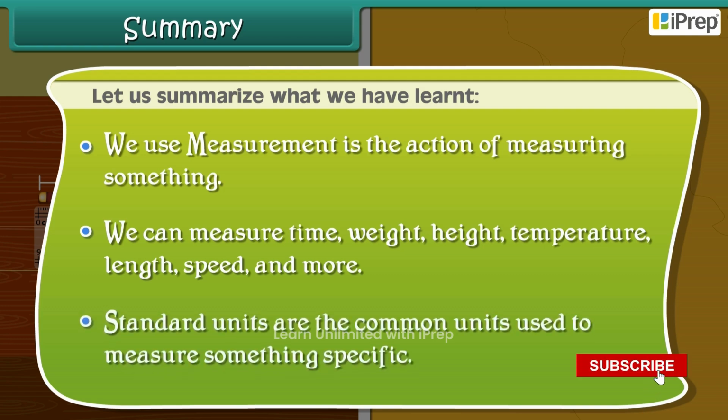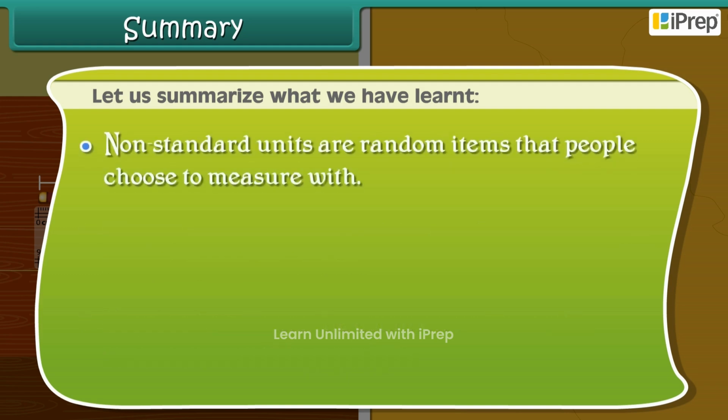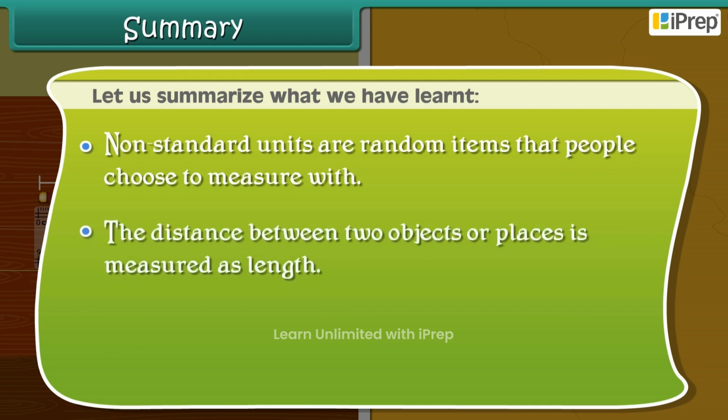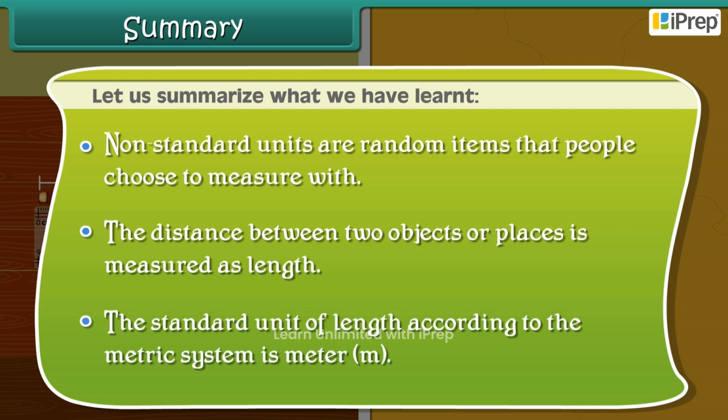Standard units are the common units used to measure something specific. Non-standard units are random items that people choose to measure with. The distance between two objects or places is measured as length. The standard unit of length according to the metric system is meter.